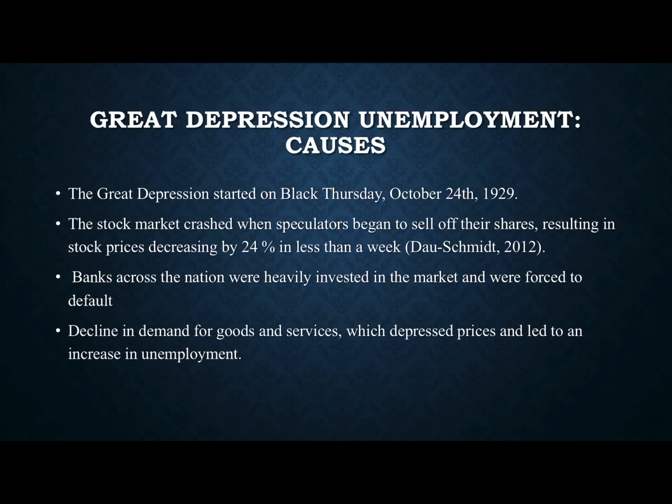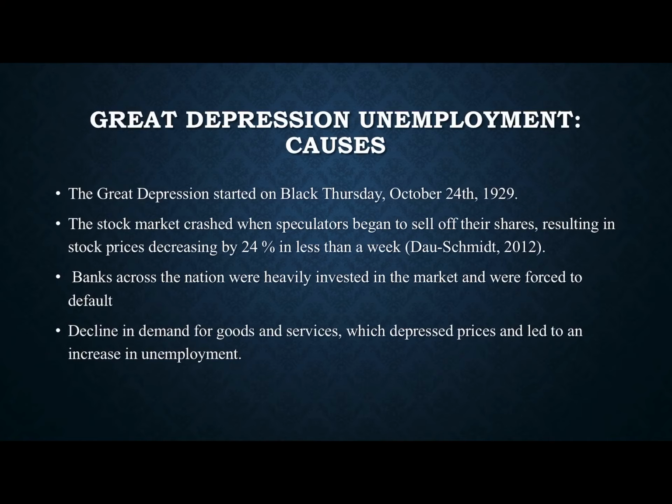To understand the New Deal, we need to go back and understand what happened to create the Great Depression. The Great Depression started on Black Thursday, October 24th, 1929. The stock market crashed when speculators began to sell off their shares, resulting in stock prices decreasing by 24% in less than a week. Banks across the nation were heavily invested in the market, so when the market crashed, banks were forced either into default directly or default by undermining people's confidence in the security of their deposits.